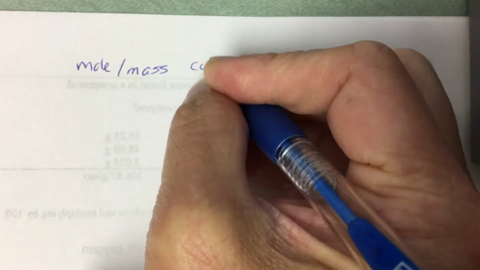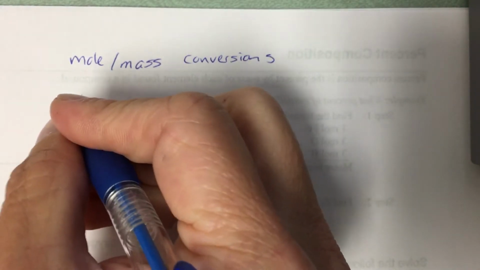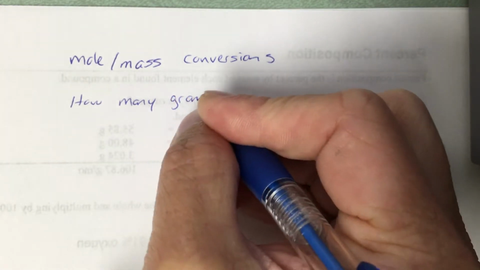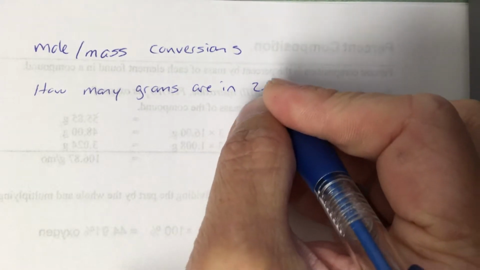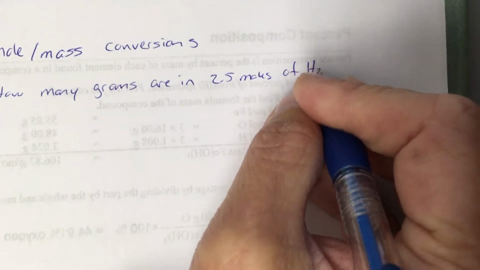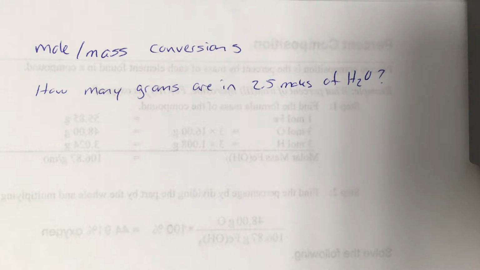All right, now let's do some mole mass conversions. This is how we deal with problems that say things like, how many grams are in 2.5 moles of water? How many grams are in 2.5 moles of water?